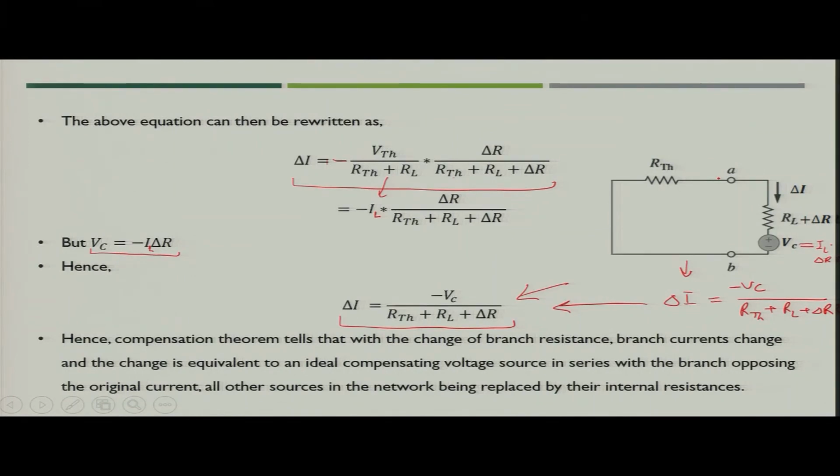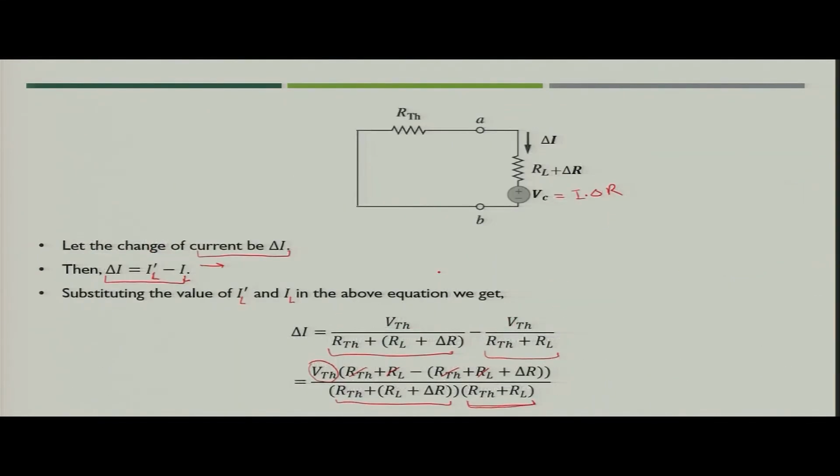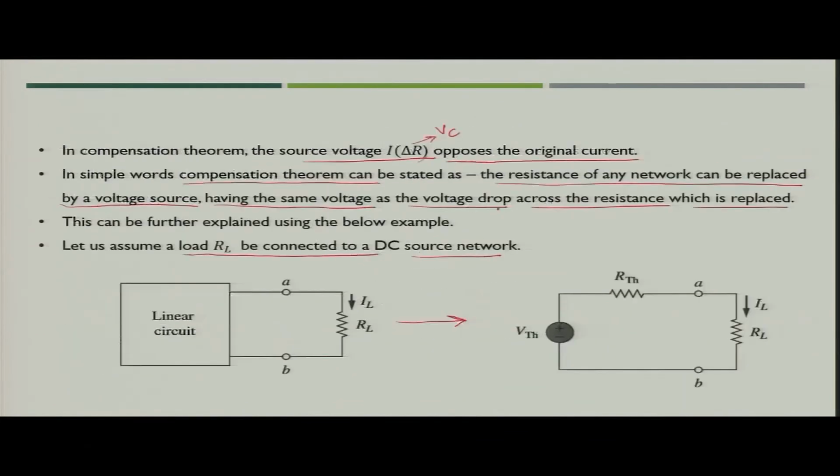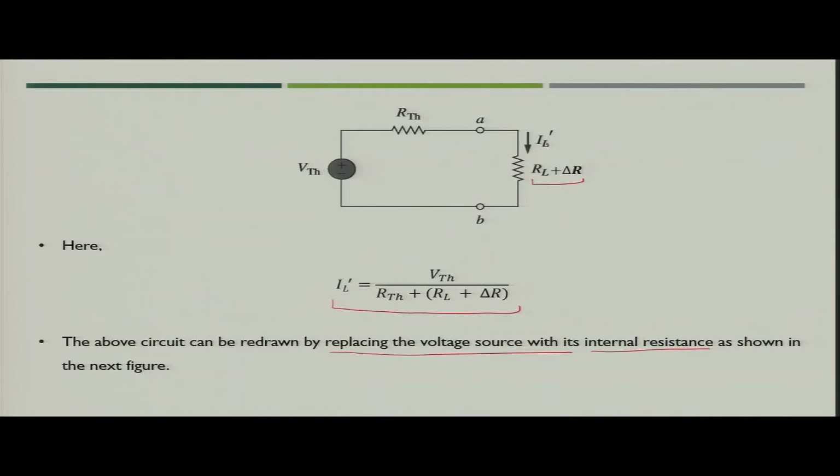So, without going into the derivation, you can simply use the change in the circuit, that is the change in delta R, and you can replace it directly with the updated voltage source and find out the change in current because of the change in resistance delta R.